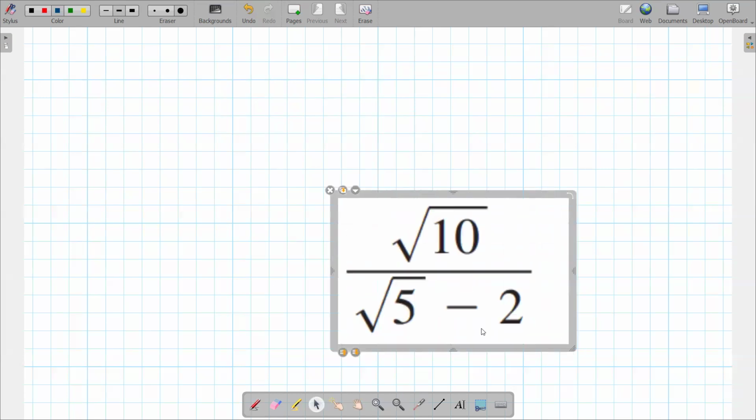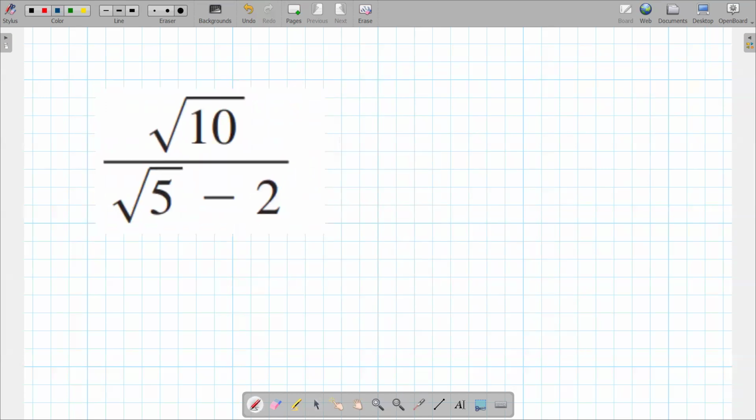What about this one? What will be the conjugate of the denominator? Root of 5 plus 2. Yeah. What about the numerator? If it says rationalize the numerator, then what will be the conjugate? Just itself. Just itself, yes.